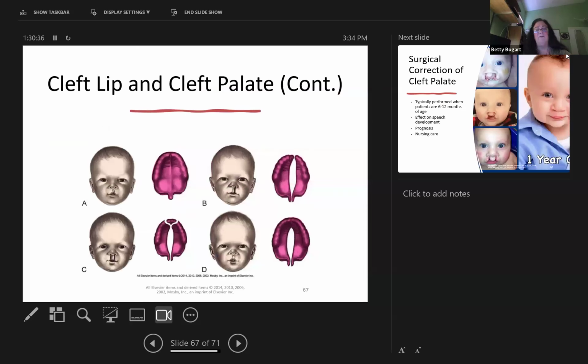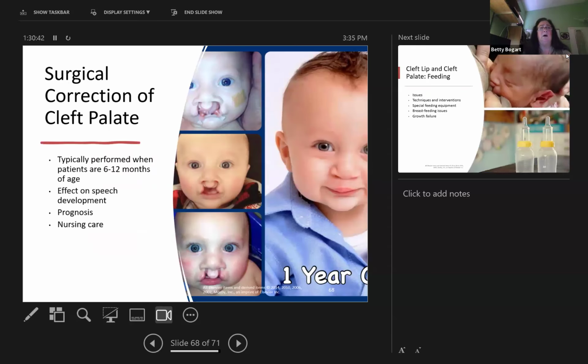Those are the cleft lip palates. I've seen one, I've seen two, and palate. I've seen all of them. So the lip is done at 2 to 3 months. The palate is not done till 6 to 12 months.